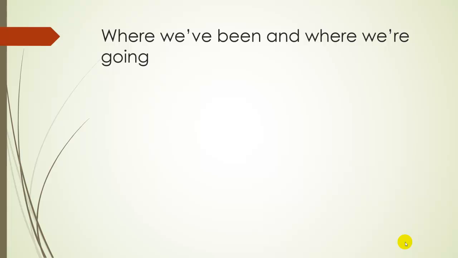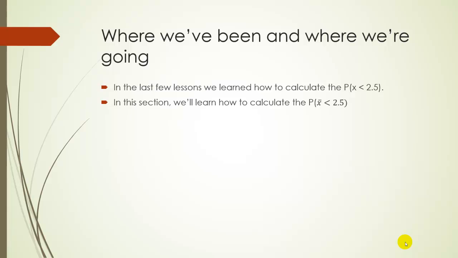So where we're going and where we've been. In the last few sections, we learned how to calculate things like the probability that x is less than 2.5, for example, or maybe x is between certain numbers. And that's great, but what happens if we're interested in the probability that a sample average is less than a number, or greater than a number, or maybe between numbers?